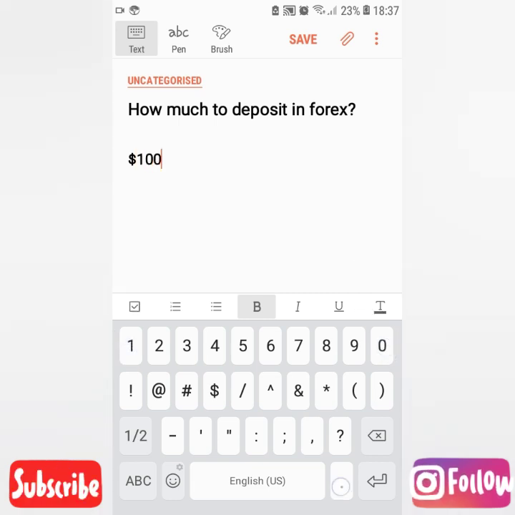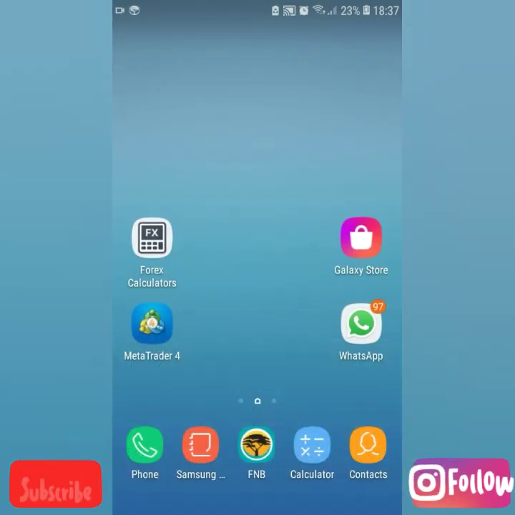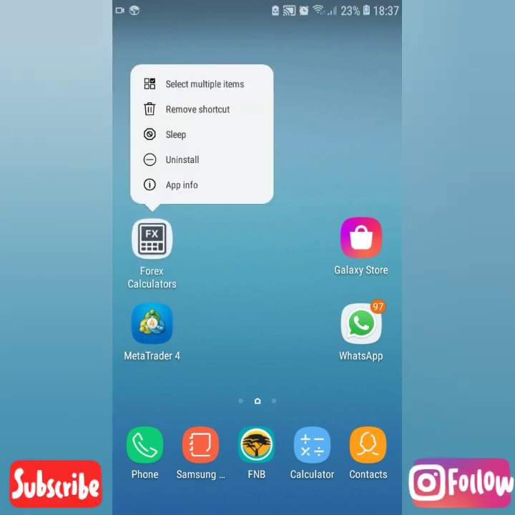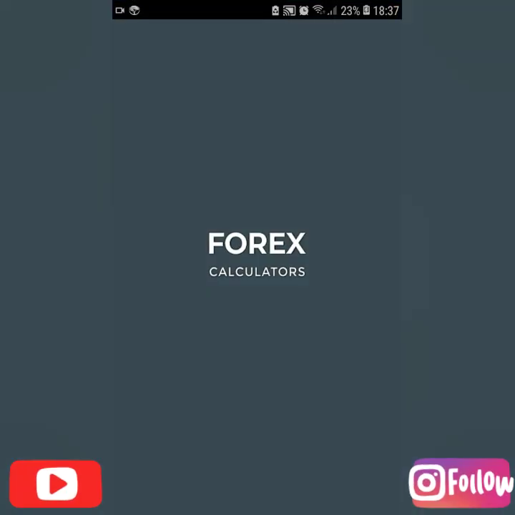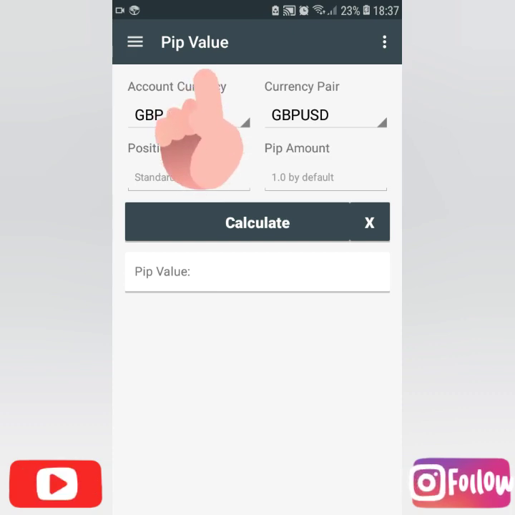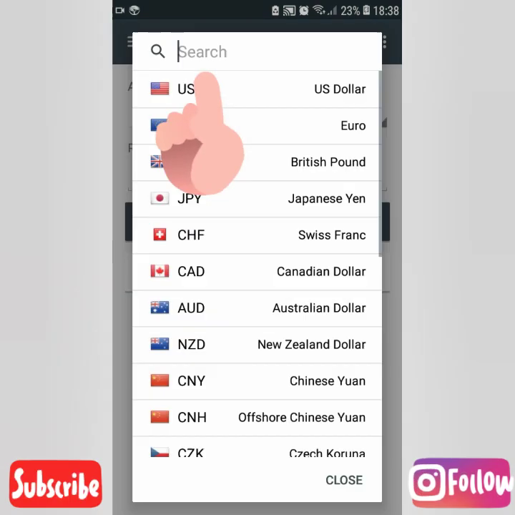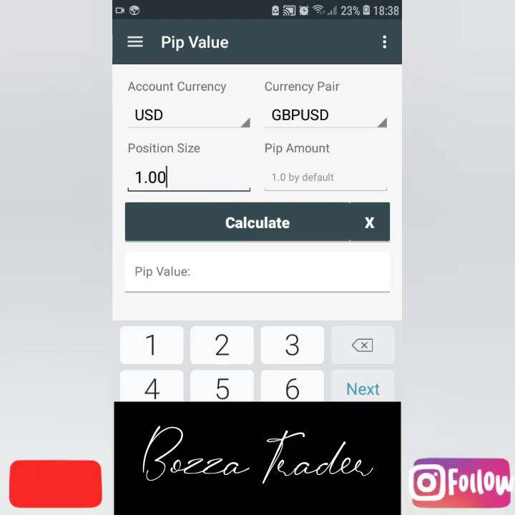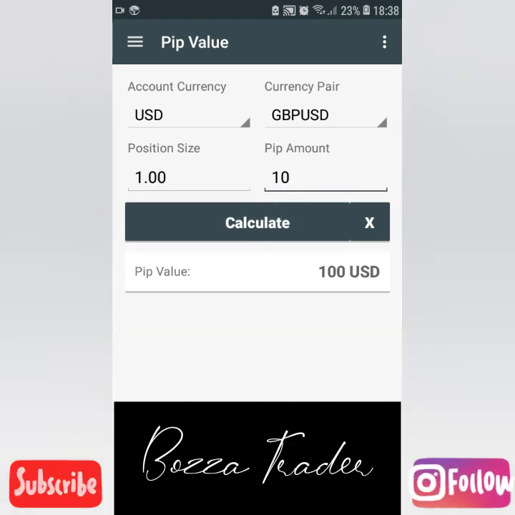Let's say, for example, you have deposited $100. I'll be using Forex Calculator. You can get this one from the Google Play Store. It's free. I'm on the pip value tab and account currency. I'm going to use USD, and for the currency pair, I'll be using GBP/USD. Lot size, I'll be using one standard lot, and then I'll be using 10 pips.